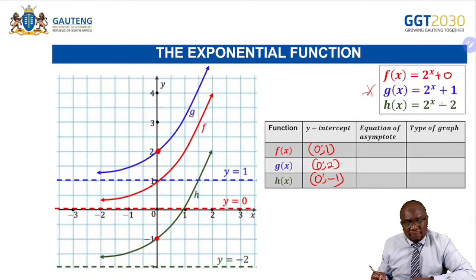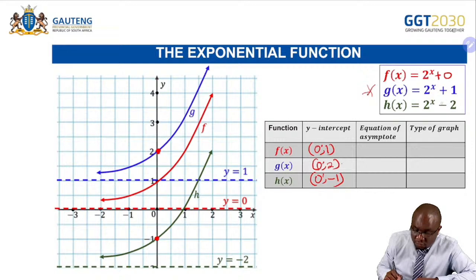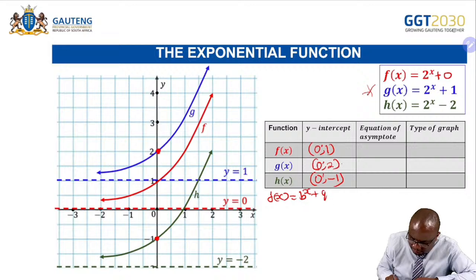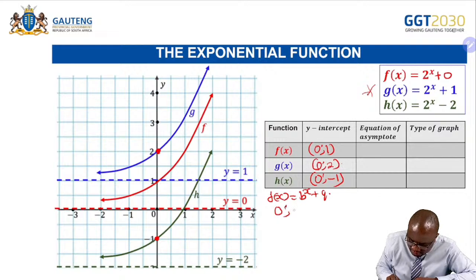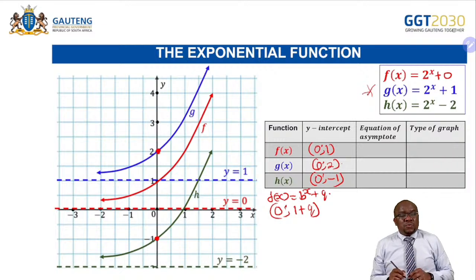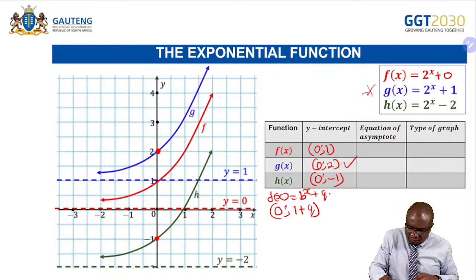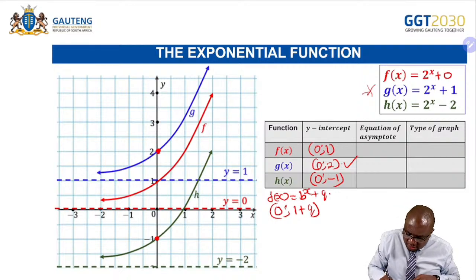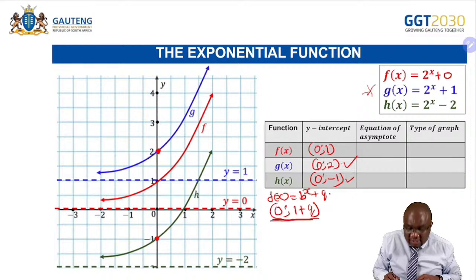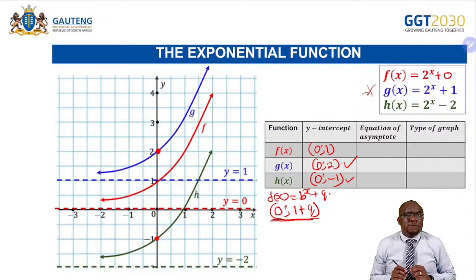I am observing something here. To find the coordinates of the y-intercept for this function, f of x is equal to b to the power x plus q, we can say the coordinates of the y-intercept are 0, 1 plus q. Okay, do you see that? If our q was 1, we said 1 plus 1, we got 2. And then if our q was negative 2, we said 1 minus 2, we got what? We got negative 1. You see that? So we can generalize and say it is 0 and then 1 plus q for the coordinates of the y-intercept. Okay?